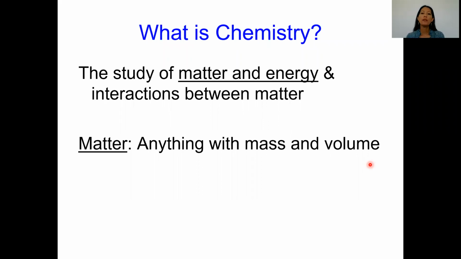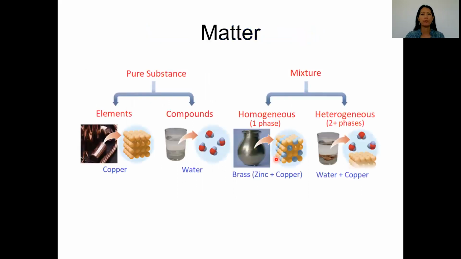Okay, so what is chemistry? Chemistry is just the study of matter and energy and the interactions between matter. So what you guys are going to find throughout the course of the semester is chemical changes, physical changes. These occur with energy transfers. We'll have a whole section on thermochemistry, but that is a big piece on why reactions are going to occur or not. And matter in general is just anything with mass and volume.